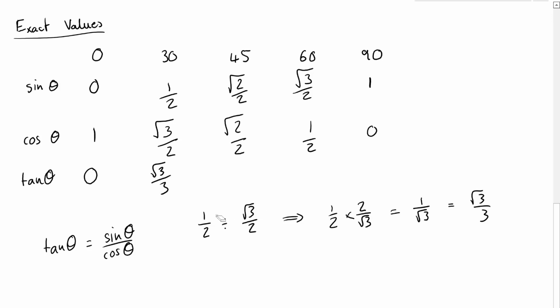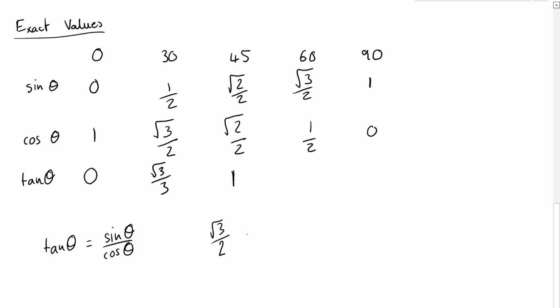Okay, tan of 45, well, if we have root 2 over 2 divided by root 2 over 2, that's something divided by itself, so tan of 45 gives you 1. And then if I have tan of 60, I have root 3 over 2 divided by 1 over 2, and that becomes root 3 over 2 times 2 over 1. The 2's cancel, this just becomes root 3.